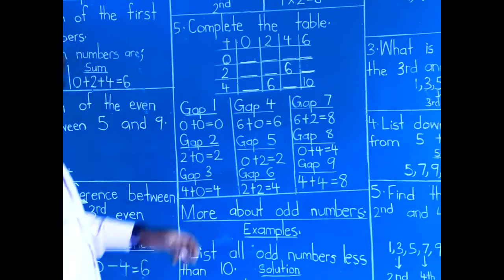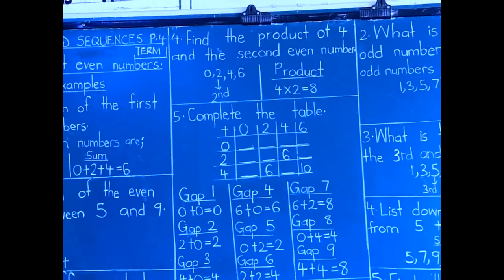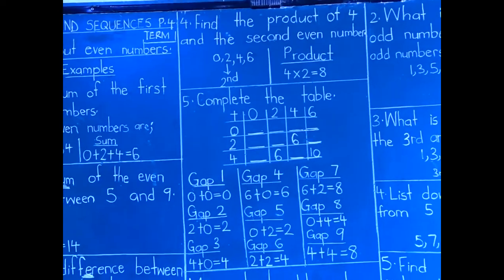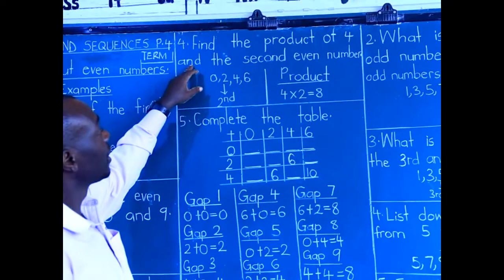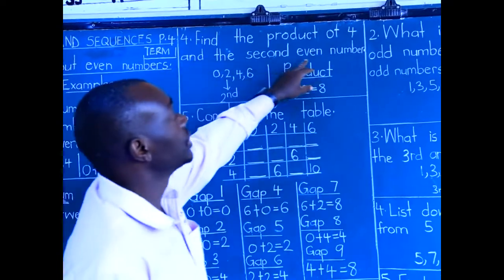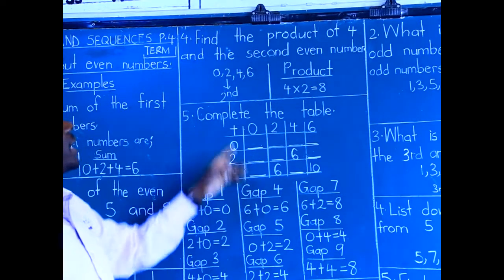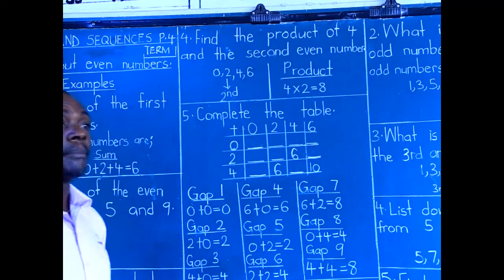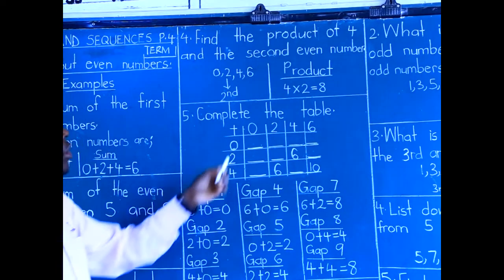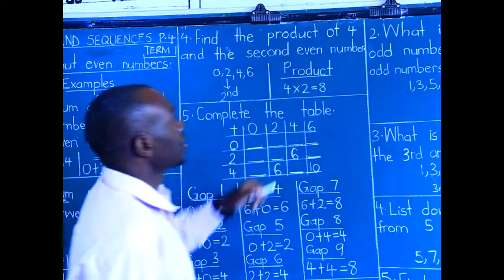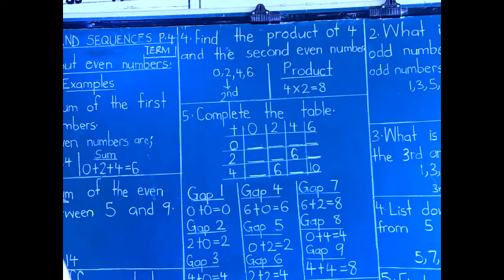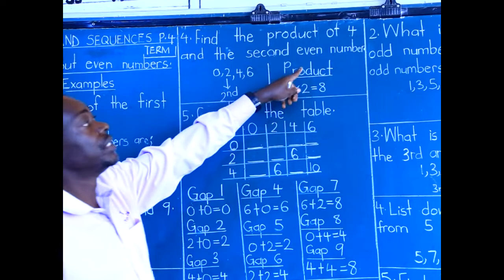And then we go to example number 4 today, that says find the product of 4 and the second even number. Here 4 is dictated, you must not change it to fourth. It's the 4 and the second even number.